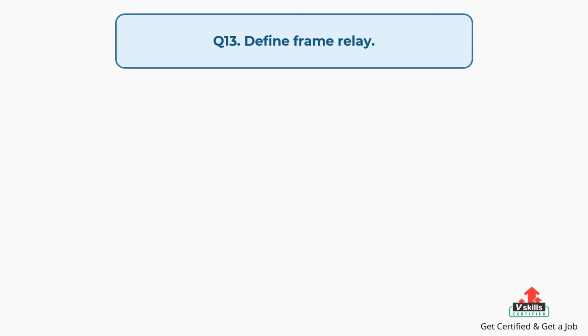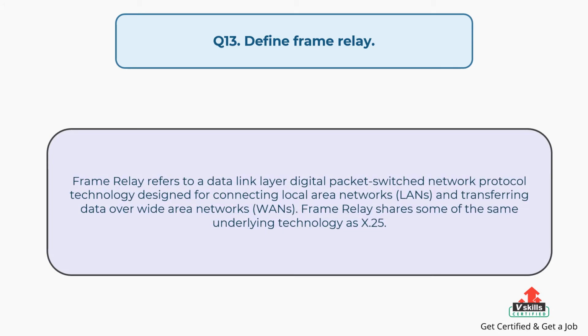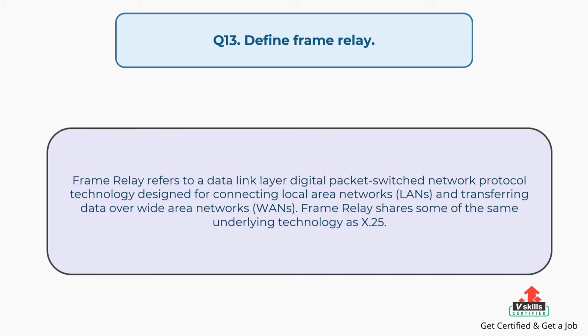The answer is: frame relay refers to a data link layer digital packet switch network protocol technology designed for connecting local area networks, LANs, and transferring data over wide area networks, WANs. Frame relay shares some of the same underlying technology as X.25. Question number 14. Explain the working of frame relay.